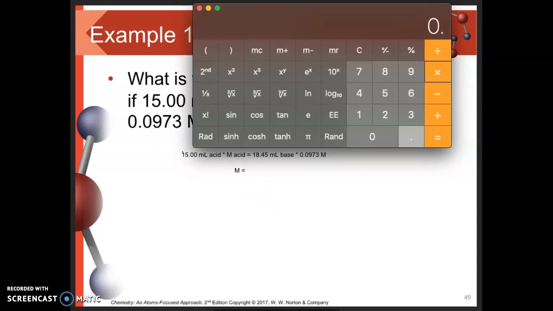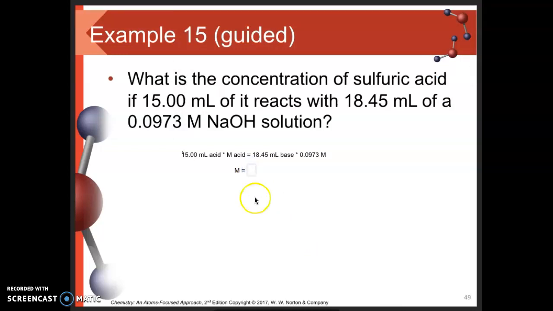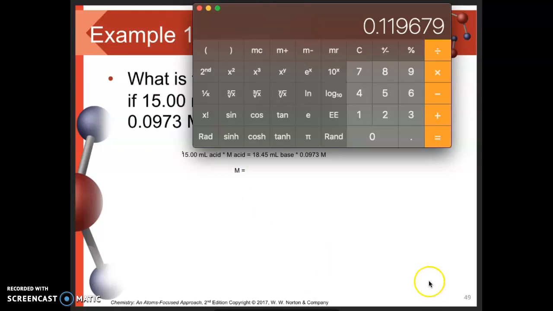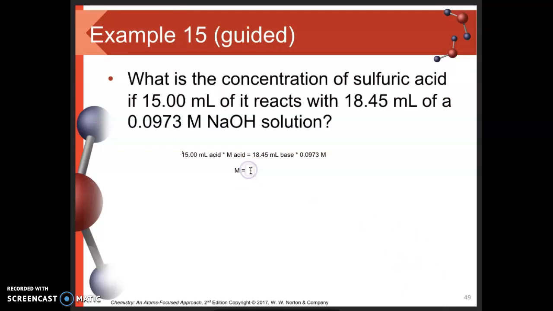18.45 times 0.0973 divided by 15. Okay, if you did this and you came up with an answer like 0.120 molar, you would get the answer wrong. Why would this be considered wrong? Well, you haven't taken into consideration the stoichiometry.